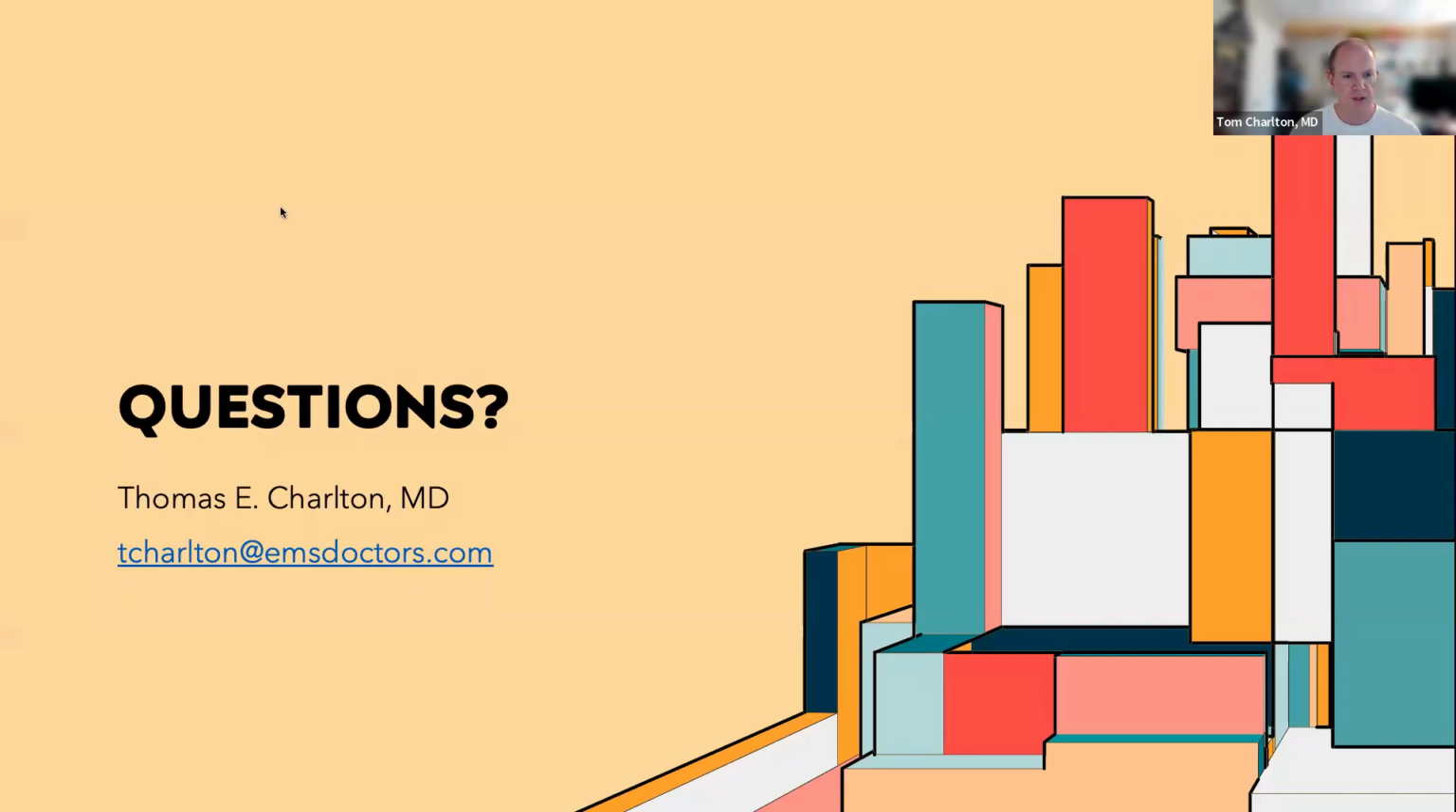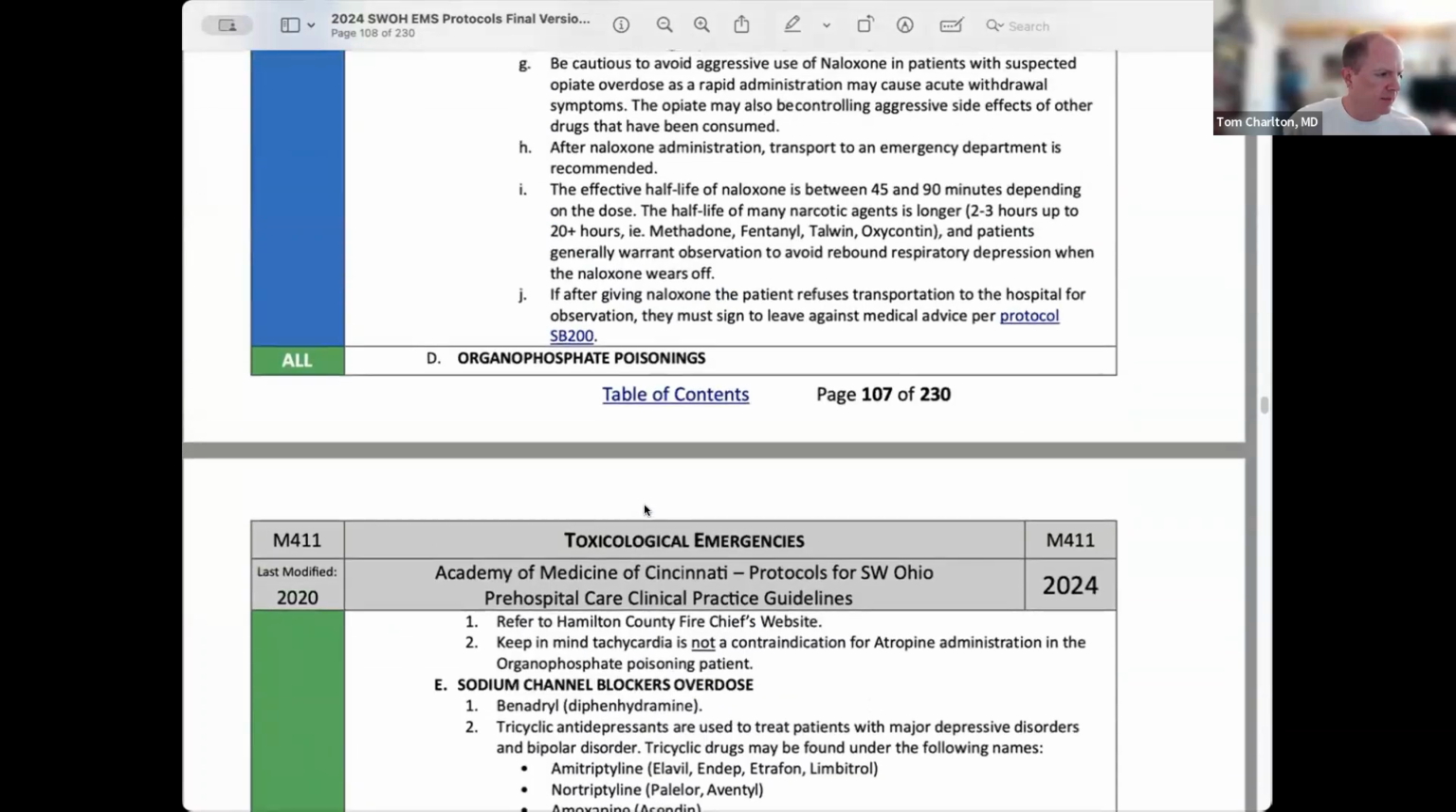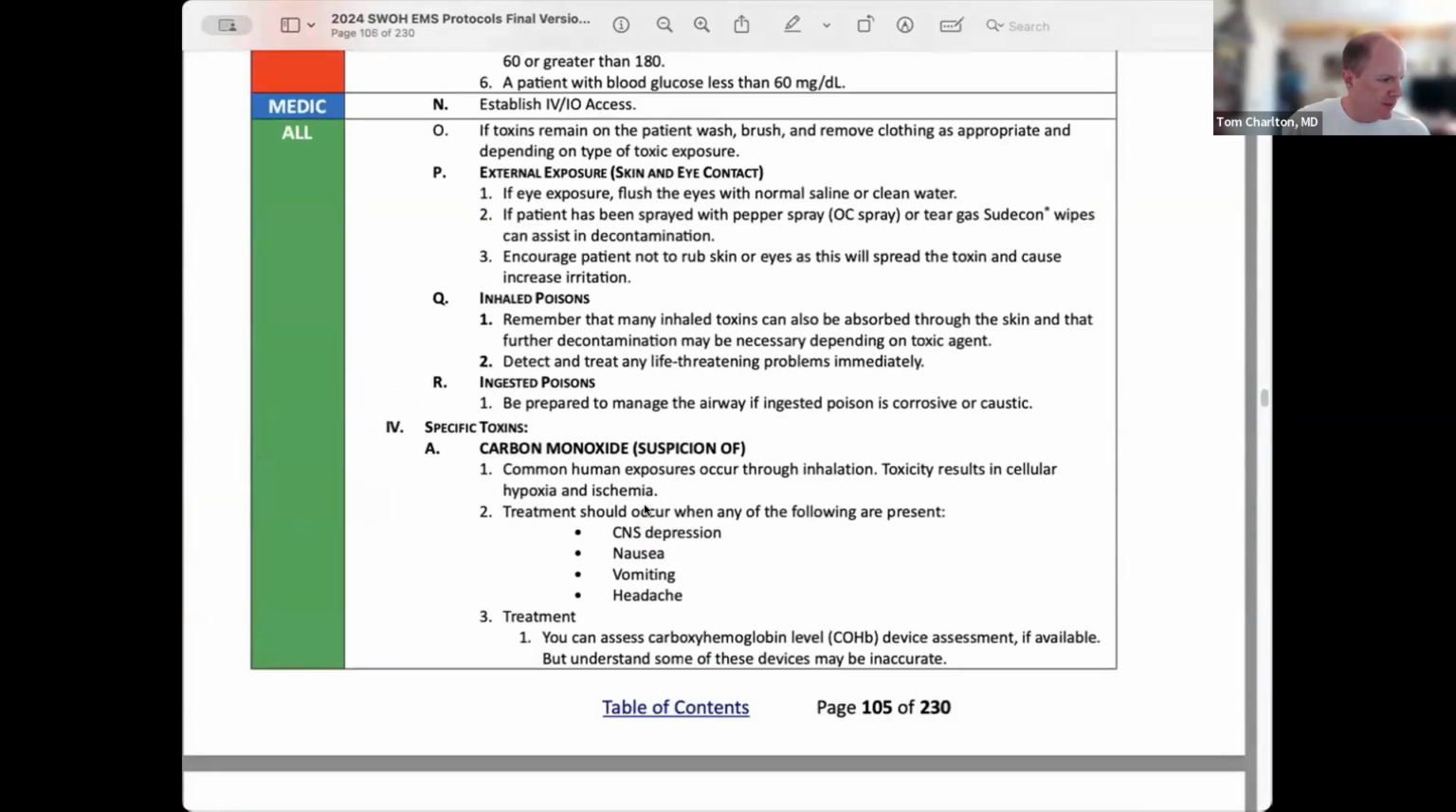All right. So very quickly, I do want to take you through the protocol for this. So give me just a second to get that on screen. Right, let's see. Zoom, share. Okay, so hopefully now you can see the toxicology protocol. So it's M411.